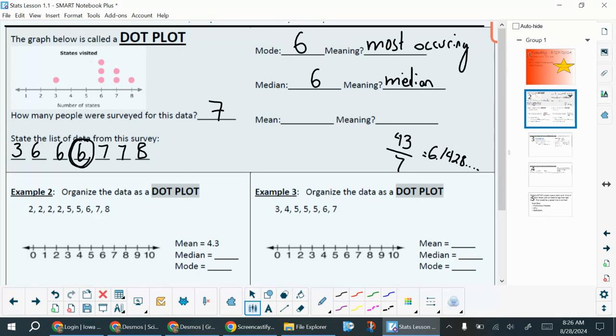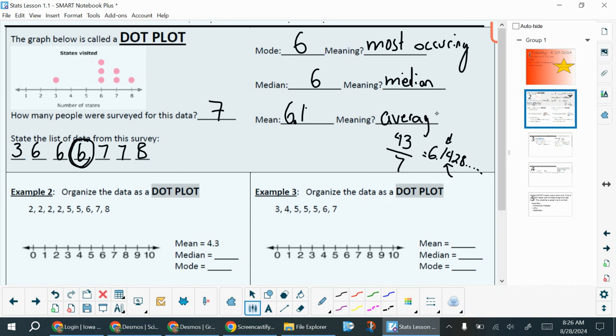6.1428. And on your paper it says round to the nearest tenth. So just as a reminder here, that 1 is the 10th spot. So I'm looking at the 4 to tell me whether or not I round that 1 up to a 2 or I leave it alone. So since it's less than 5, I'm going to go 6.1. I'm going to leave that 1 alone. And this is the average.